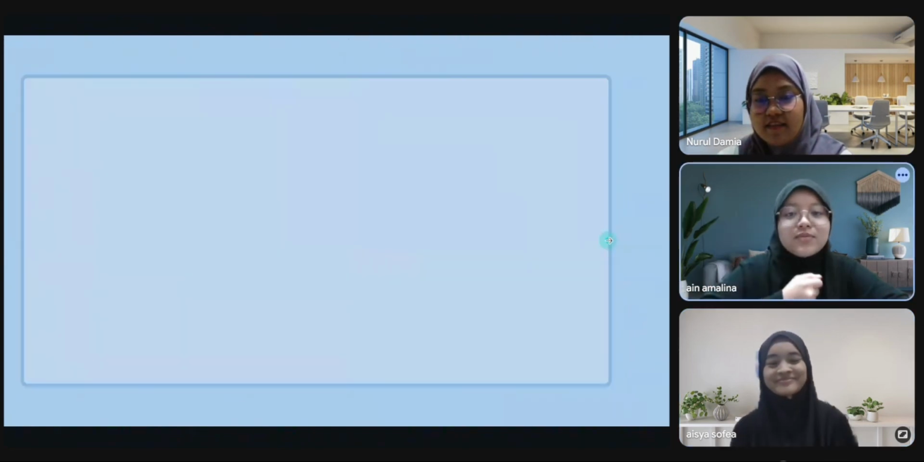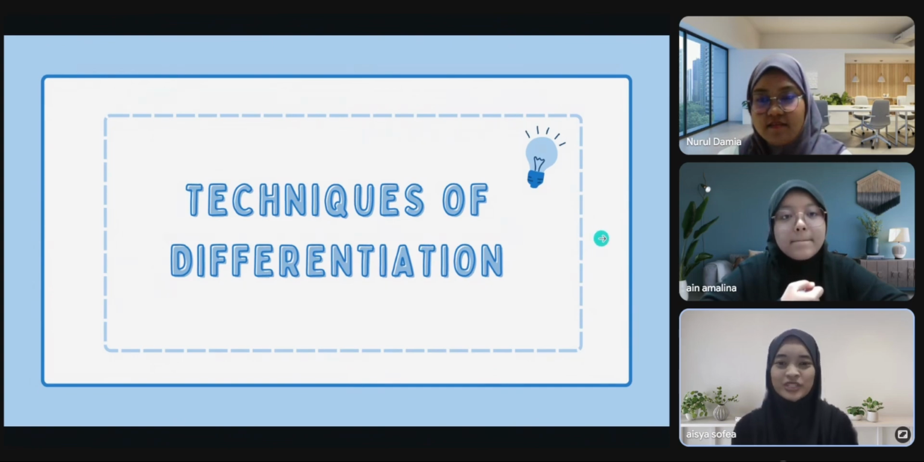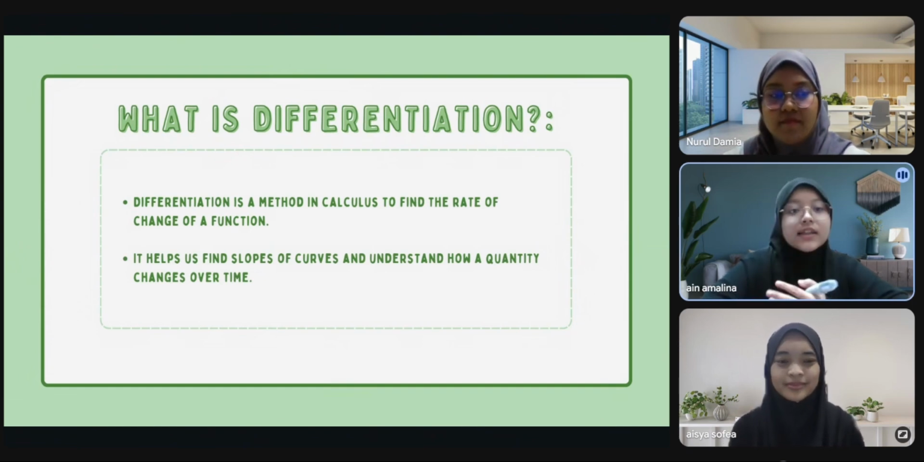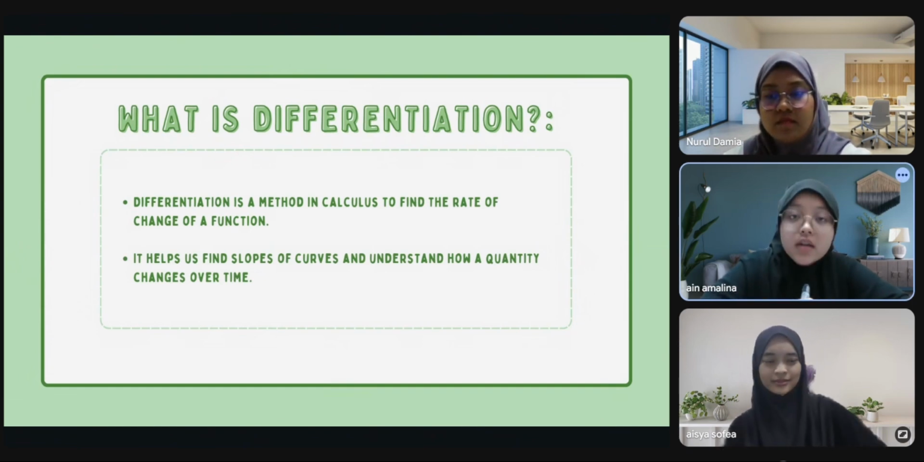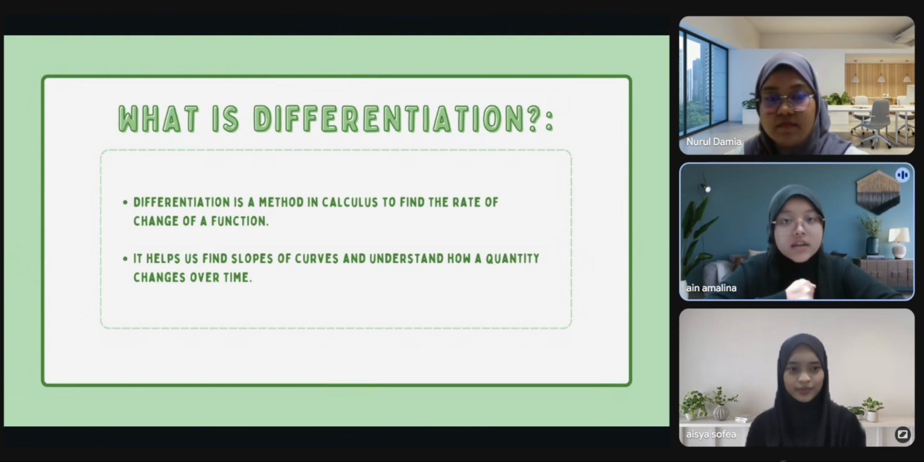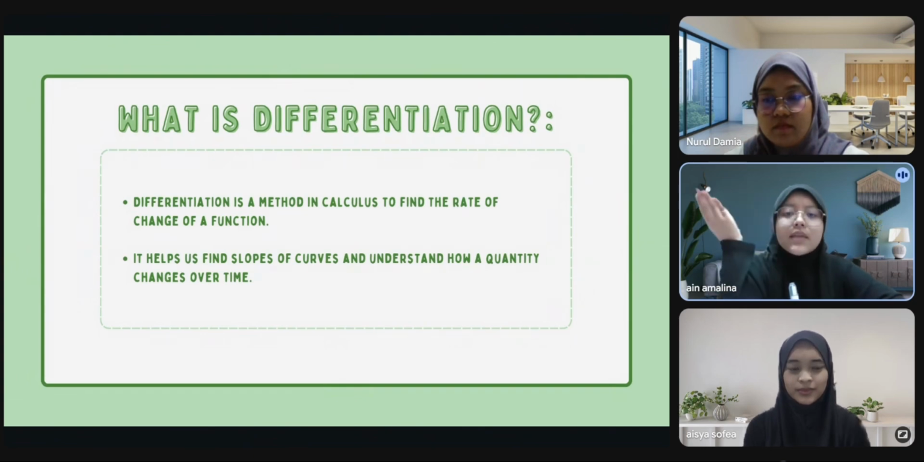So let's start into our topic for today, which is technique of differentiation. So Aisha, what is differentiation? Differentiation is actually pretty simple. It is a method in calculus to find the rate of change of a function. It's like how fast a car is going or how the temperature changes over time. In math, it helps us to find the slope of a curve, how flat something is at a certain point.